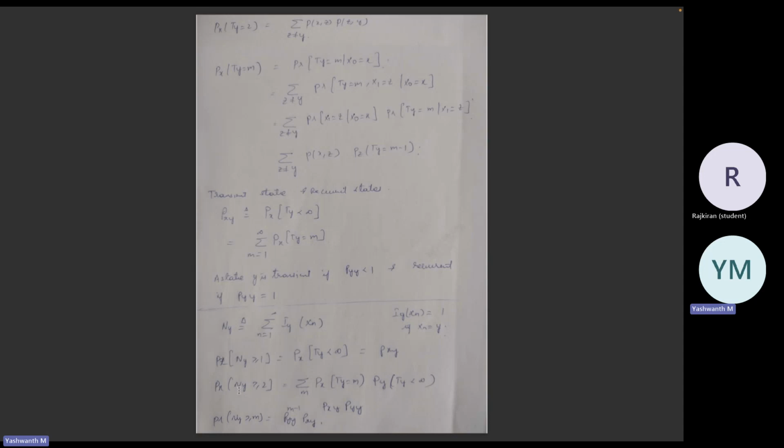And similarly, Ny at least 2 is you visit y at least 2 times, right? So that's why you have to say you are visiting y, Px of ty is equal to m, right? So for the first time you visit y and then end up visiting y again. That's why Py of ty less than infinity. Okay, so proceeding similarly, you can generalize that the probability that number of visits to y is at least m is the same as rho xy, when you visit y, and then end up visiting y m minus 1 times.